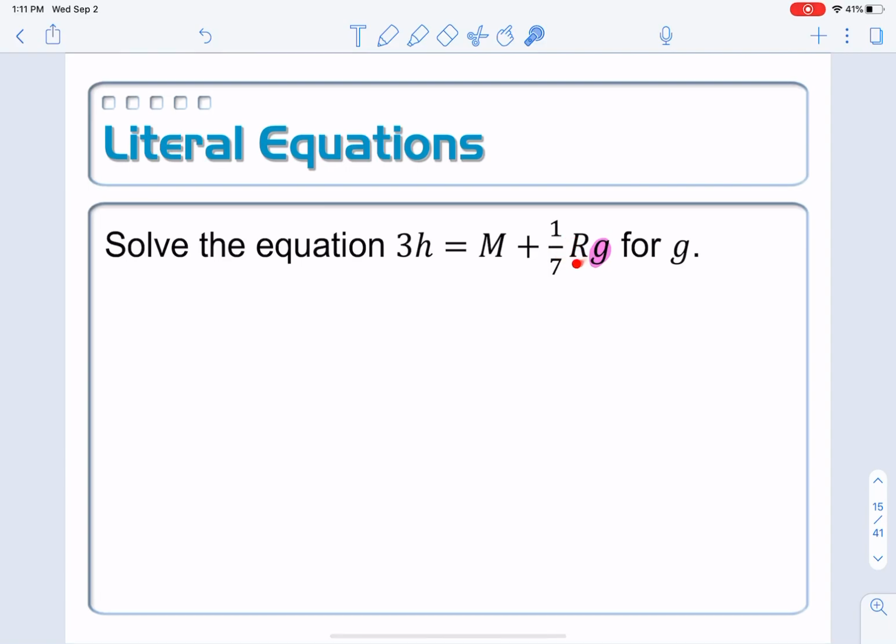Well, if I think about the stuff that's being multiplied times the G, if I multiply both sides by 7, that might be something that could work. We have already talked about how, if we have fractions, we can make that simpler by multiplying by 7. I think that might be a pretty good strategy. So here, let's go ahead and give it a try. I'm going to copy my equation down again.